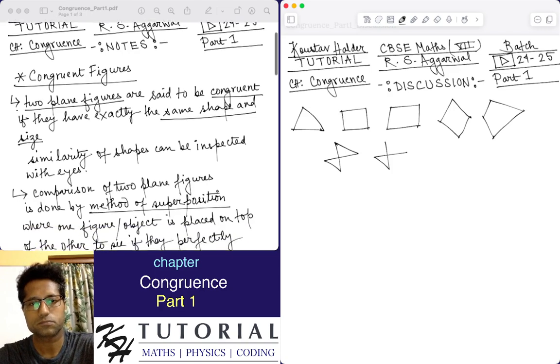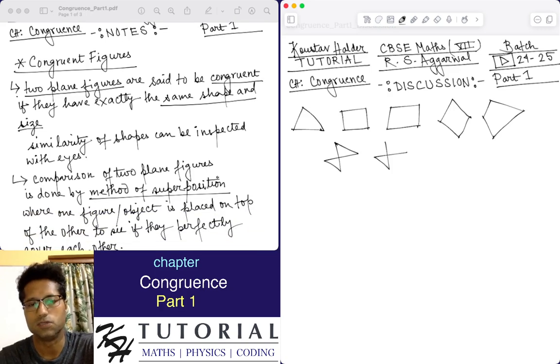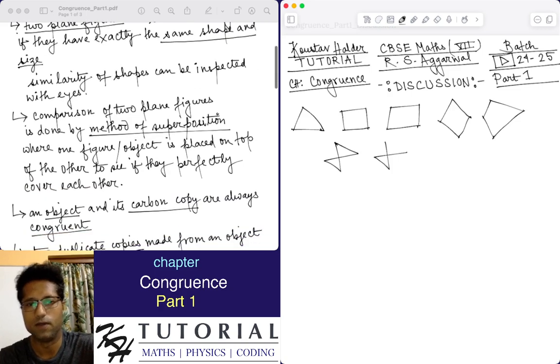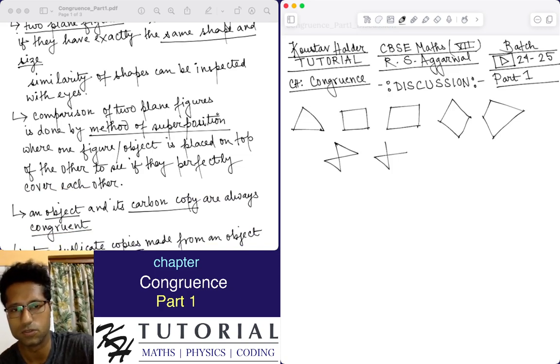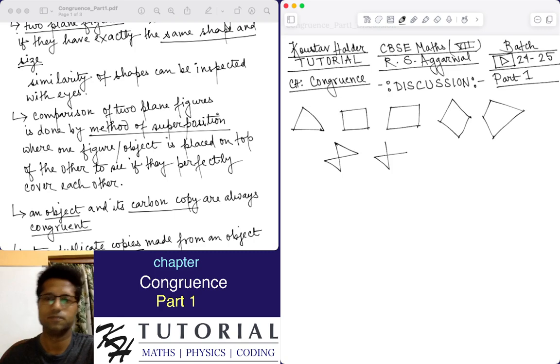So the method that we use to verify whether two plane figures are congruent or not is known as the method of superposition. Comparison of two plane figures is done by the method of superposition, where one figure or object, we can also call these plane figures objects, is placed on top of the other to see if they perfectly cover each other. So let's say I have a triangle.